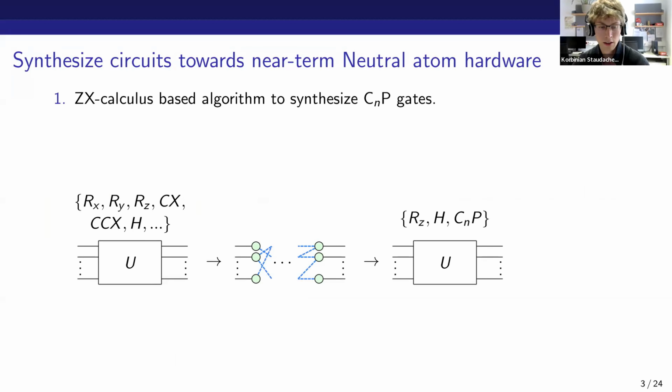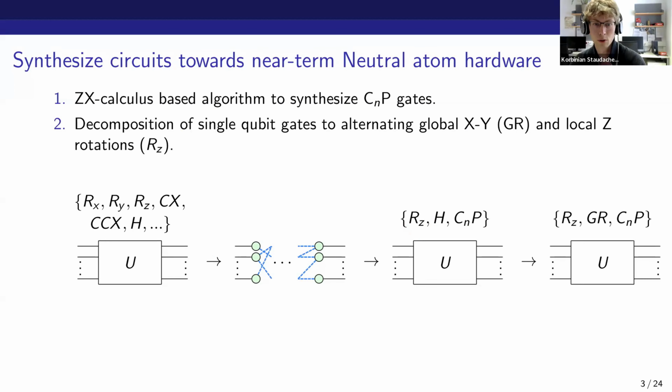So the first thing I will talk about is a ZX calculus-based algorithm to synthesize exactly those controlled phase gates. And for that, we use graph-like diagram simplification, this thing here. And with this synthesis algorithm, we then end up in a gate set which consists of RZ, Hadamard, and controlled phase rotations. And as a second step, since those Hadamard gates cannot be natively implemented on neutral atom hardware, we apply a known decomposition scheme of those single qubit gates to alternating global rotations and local Z rotations.